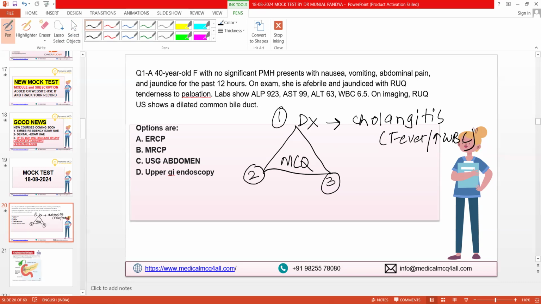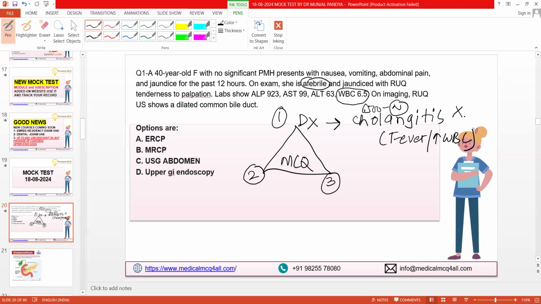Fine. So do you see any fever or high WBC count here? By my senses, it is 6,500, 6.5, which is a normal WBC count. Any history of fever? They mention the patient is afebrile, so there is no fever. So cholangitis is almost gone, right? So what could be the other differential diagnosis by your sense?